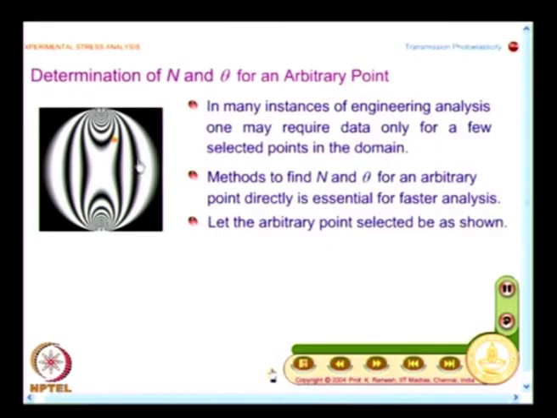What is shown here is a circular disk under diametral compression, dark field arrangement, with fringe orders 0, 1, 2, 3, 4 and so on. This is to illustrate: suppose I have a point which lies between fringe order 2 and 3, and I want to know the fringe order at this point of interest. This is key for my design scenario.